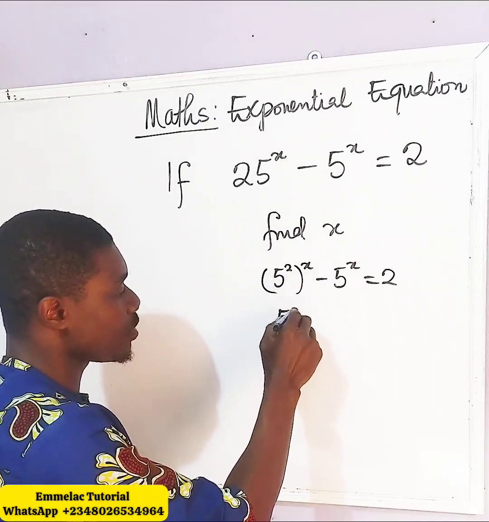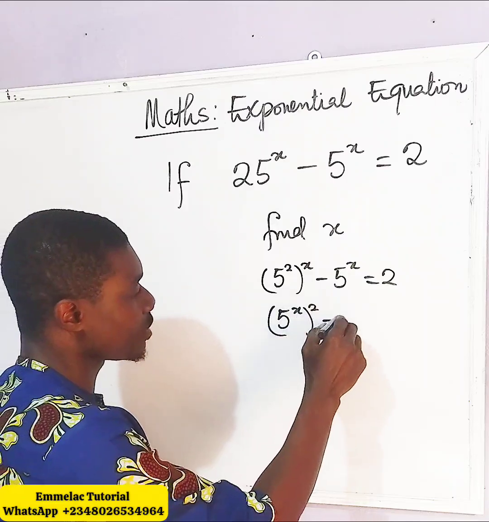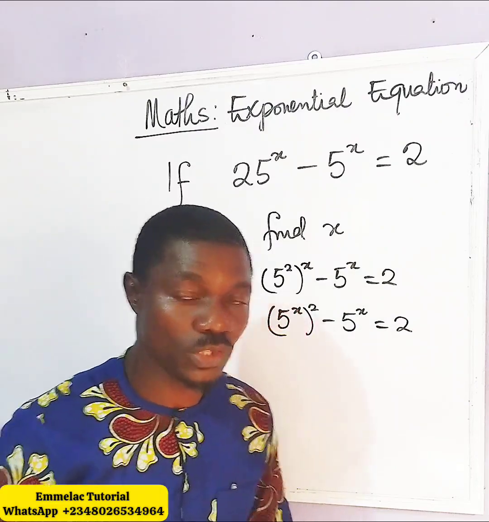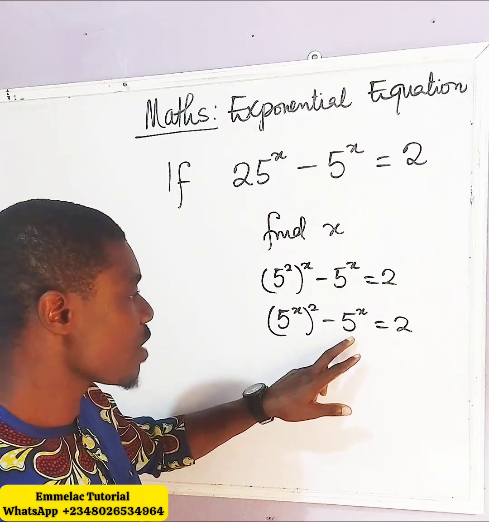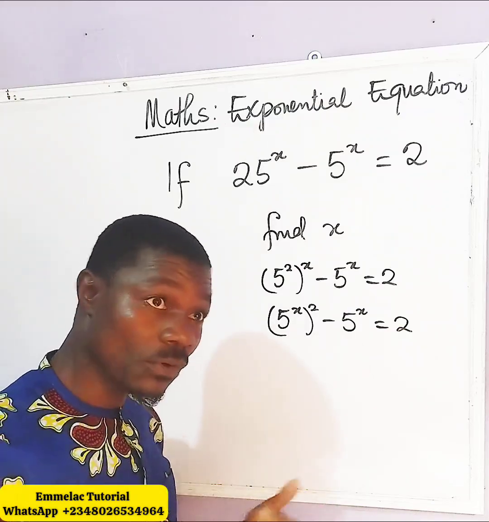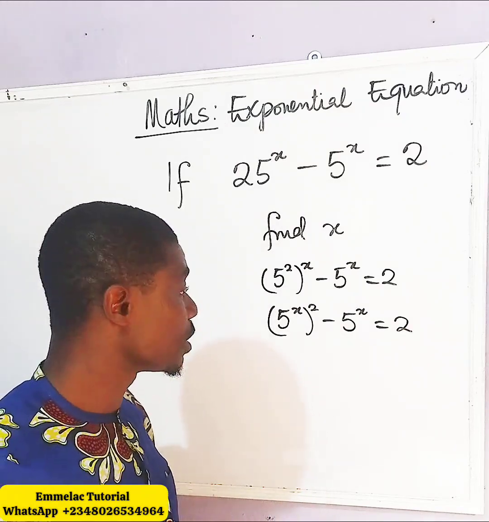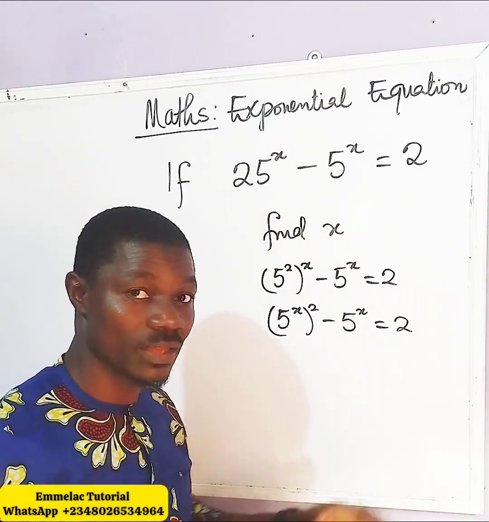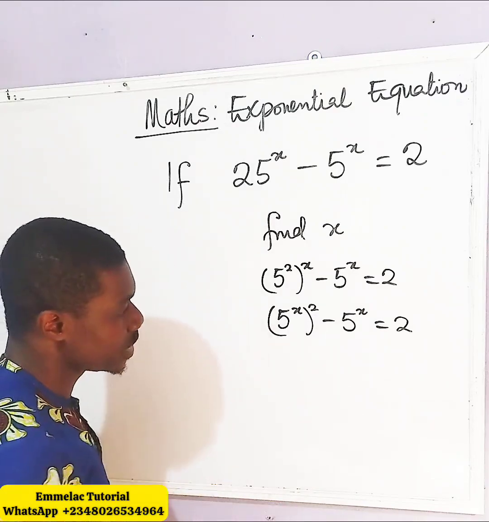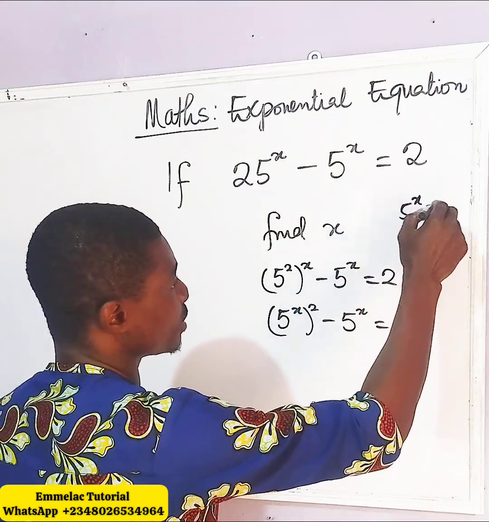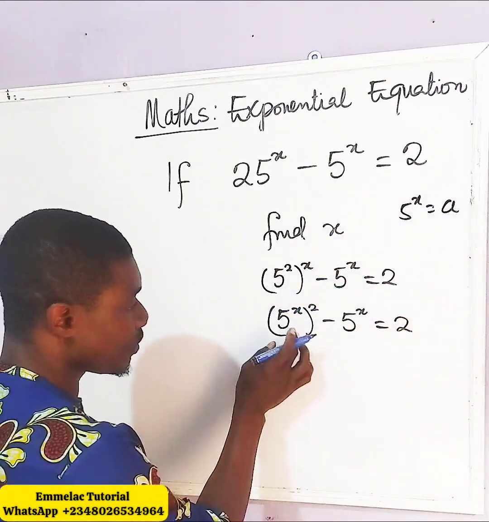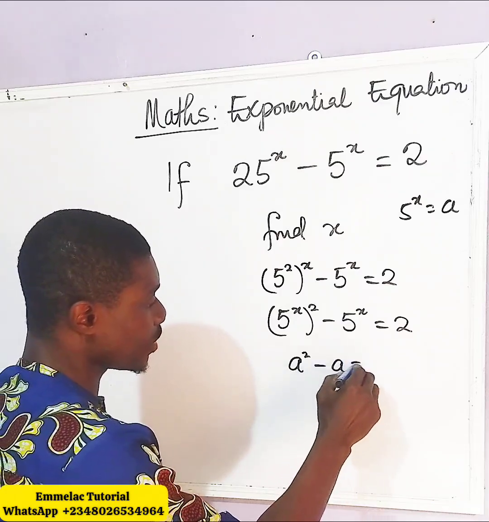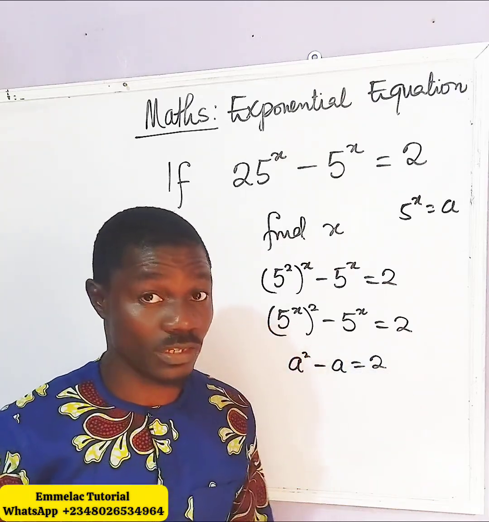So here you have 5 raised to the power of x, all raised to the power of 2, then minus 5 raised to the power of x, equals 2. In this case, what we need to do is to substitute 5 raised to the power of x with another variable, let's say a, so that we have a clear form of equation for us to solve. So let us make 5 raised to the power of x equal to a. Replacing this for a, you have a raised to the power of 2 minus a equals 2. You can see this now gives us a quadratic equation.